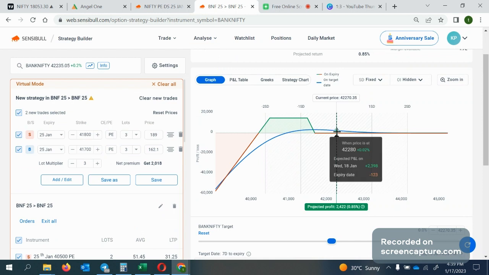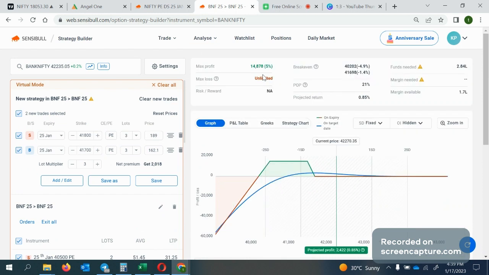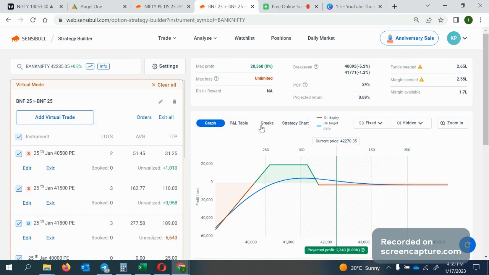But just in case, by 25th Jan, if the stock comes into your radar, you will have an opportunity to get up to 5% of the profit, which is around 14,000. But your loss has become 0. So I'm not doing this aggressive adjustment. That's the reason I've not done it. Let me clear this trade. This is my original trade.